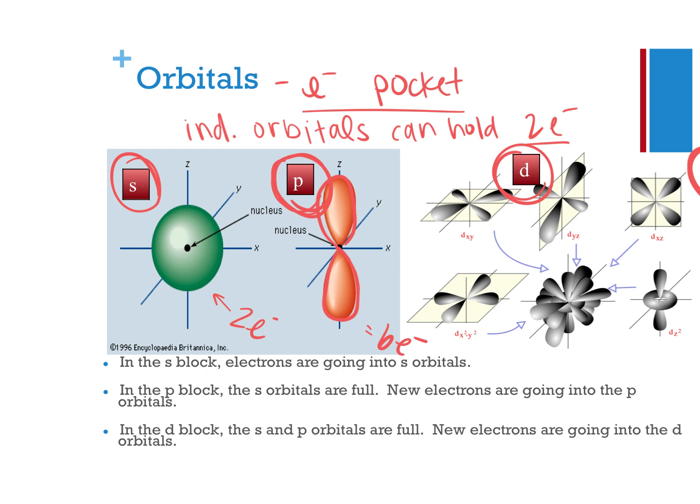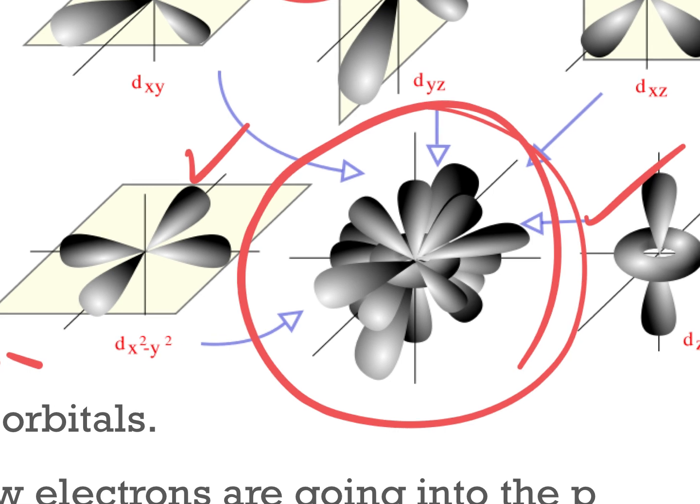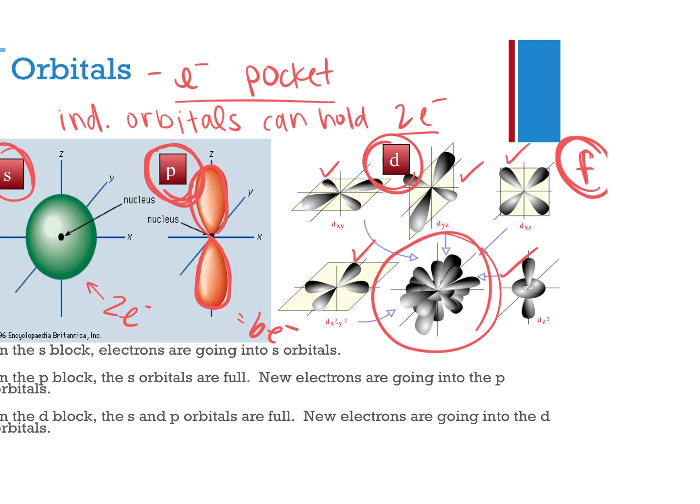The d orbitals have 1, 2, 3, 4, 5 versions. Look how crazy those shapes are. Like little clovers. This one right here is what they look like if they all overlap at the same time. So those electron pockets look crazy, right? Okay, but there are 5 versions of the d orbitals. So how many total electrons can fit in the d orbitals? 10 electrons can fit total in the d orbitals.